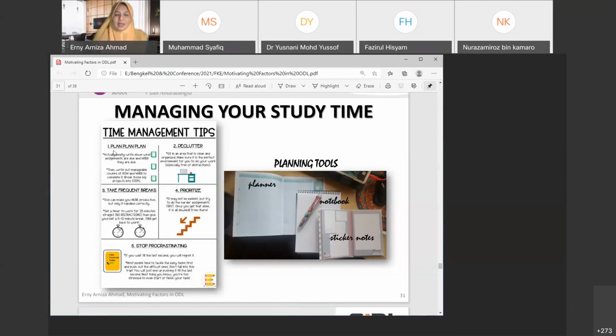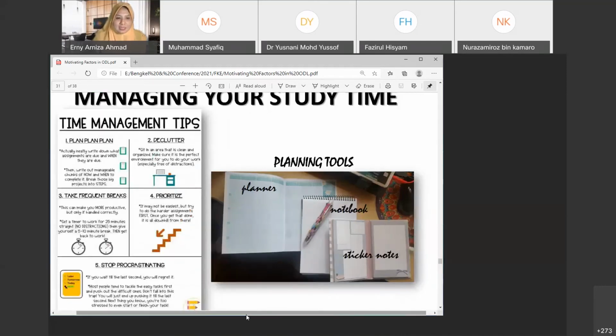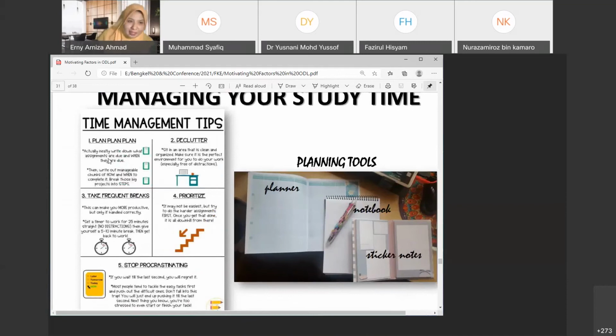So first one, you have to plan. You must plan. Don't plan and then leave it, there's no point in planning. So here, let's enlarge it a bit. Actually, neatly write down what assignments are due and when they are due.